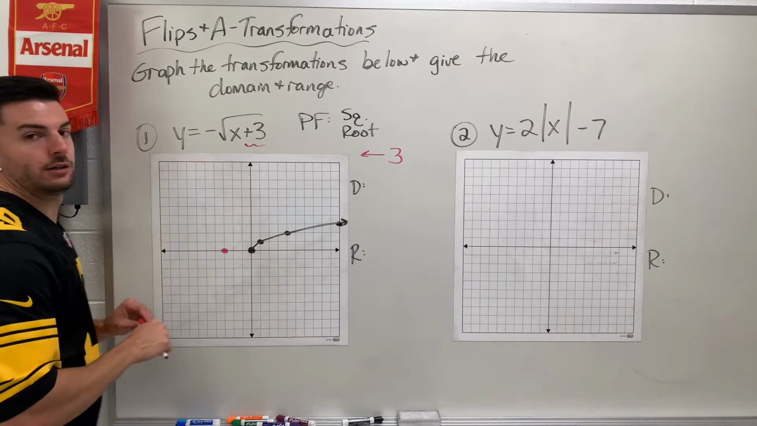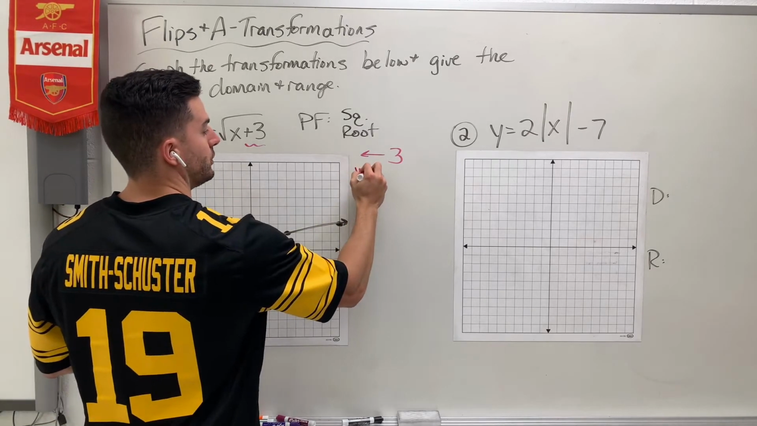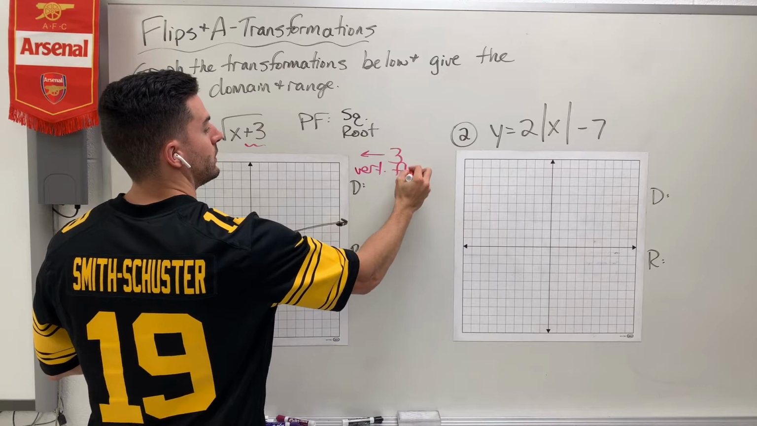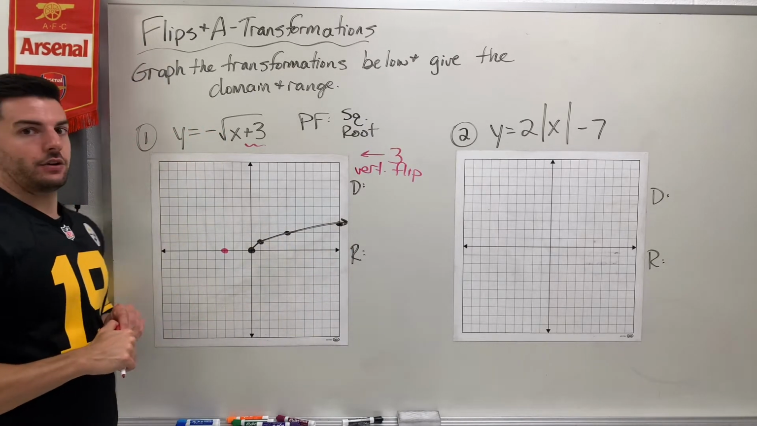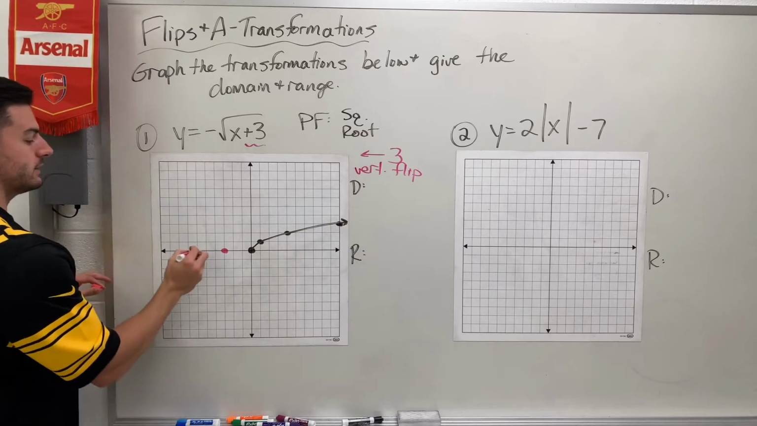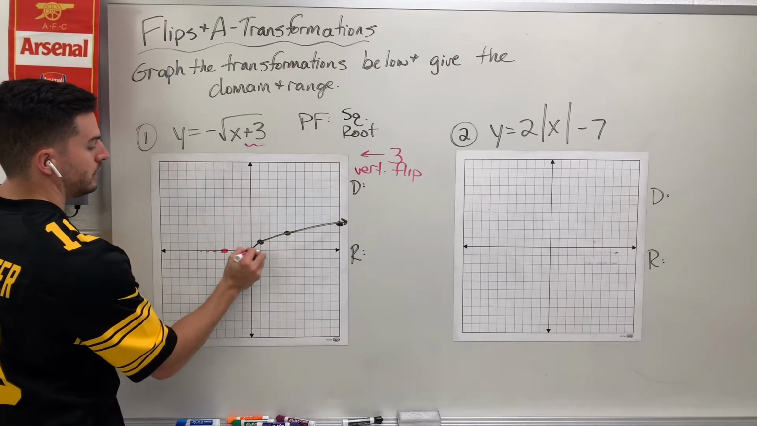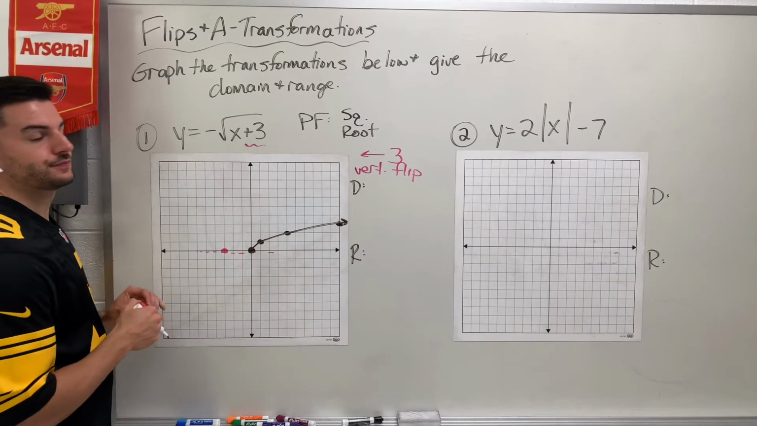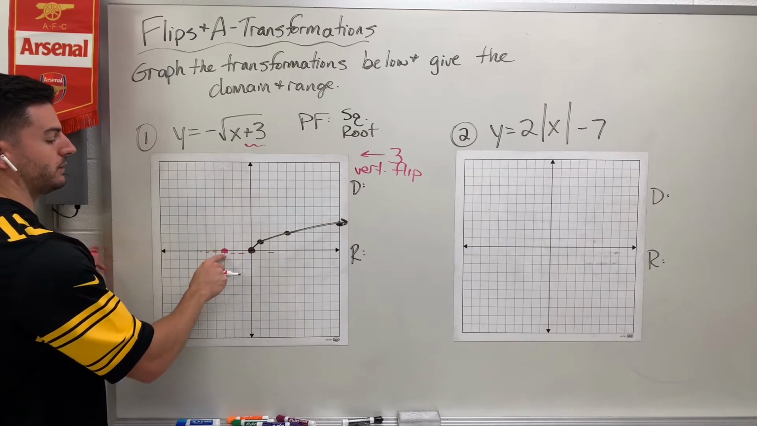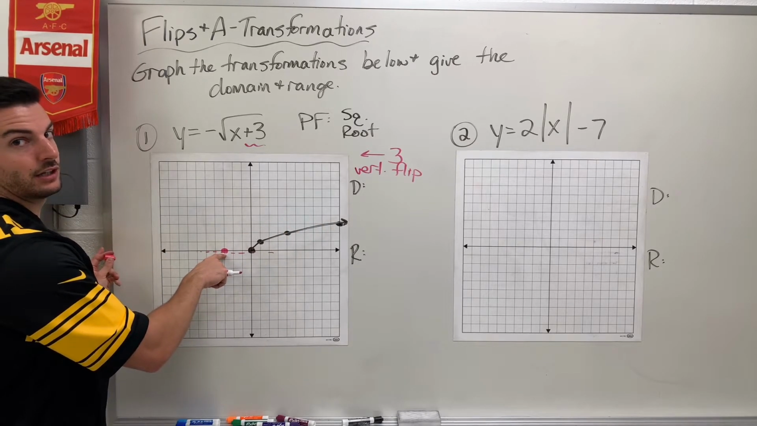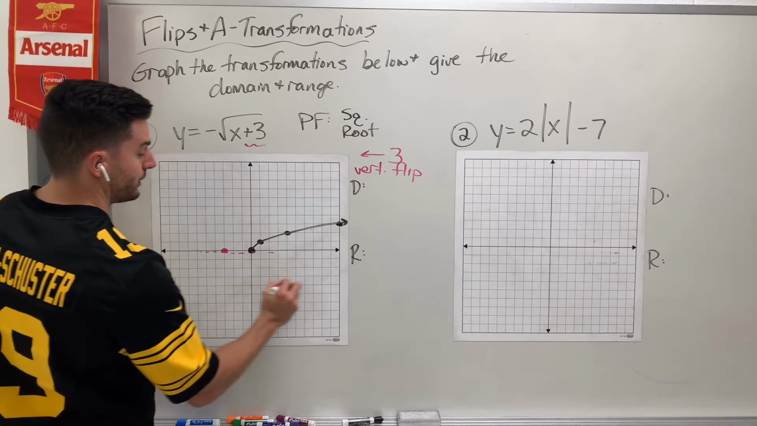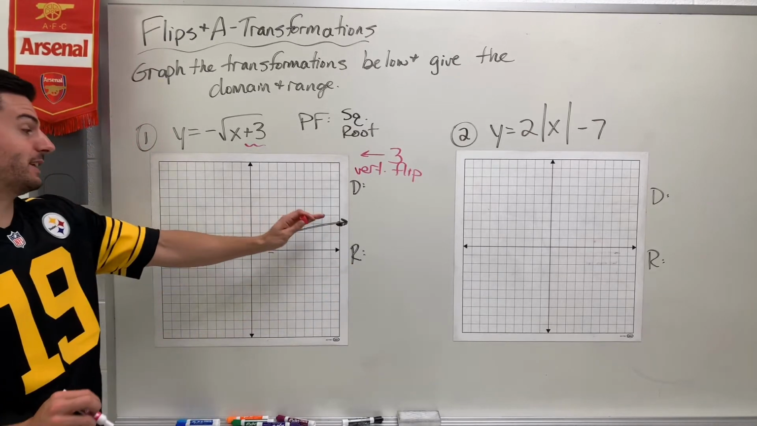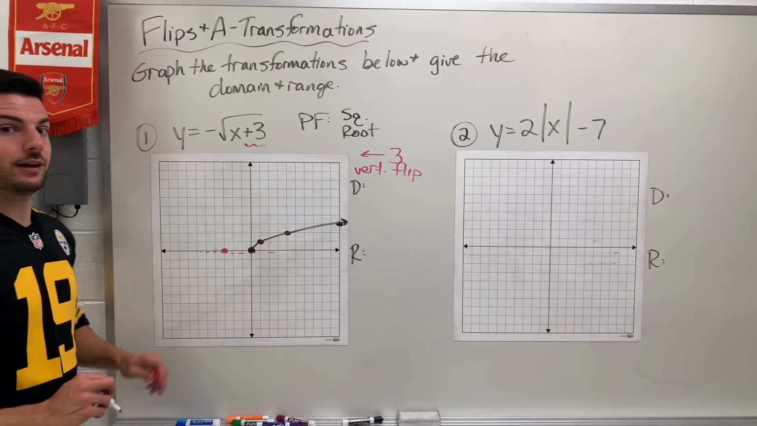But that is another one. It's going to do a vertical flip. So what does that mean? This is where my square root is going to be, that's the origin point, but it's going to flip vertically. So instead of going up like this, it's going to go downwards. I almost want to make the mirror image down below here.